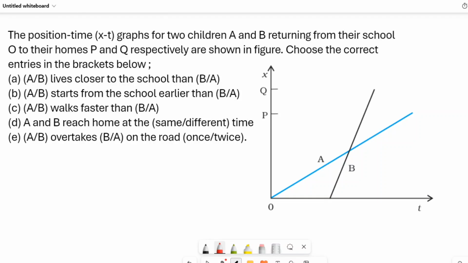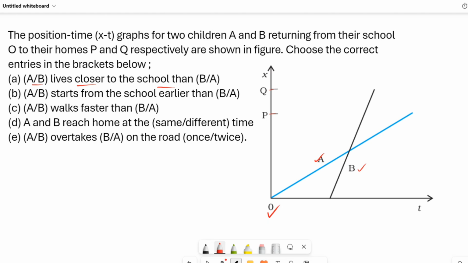So this is question number 2.2 from class 11 physics NCERT. What the question is saying is, there's a student A who is living at P, and a student B who is living at Q, and they are starting from the school, that is the origin O. Now the question is, which one of them lives closer to the school? Whether A lives closer to the school or B lives closer to the school.